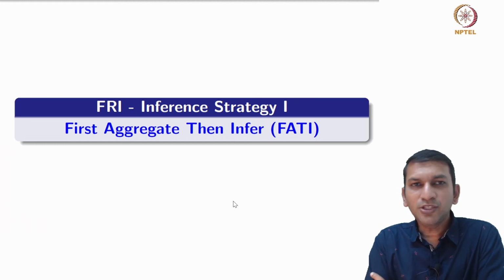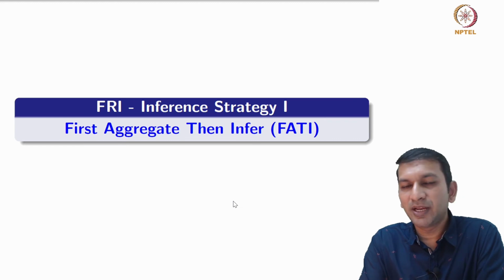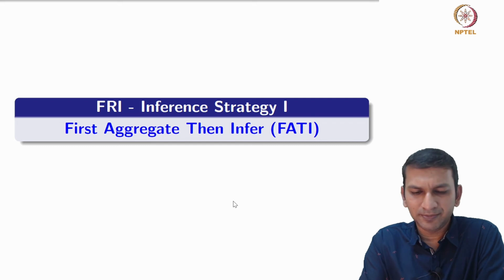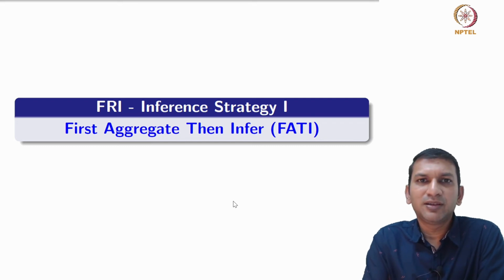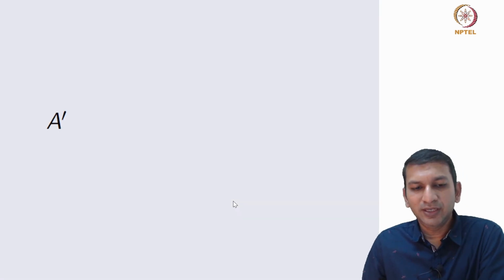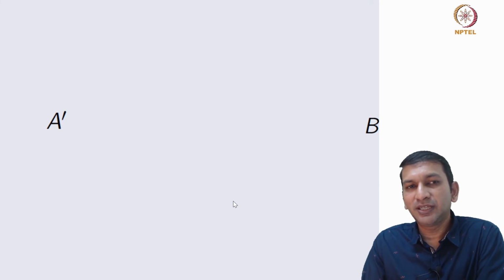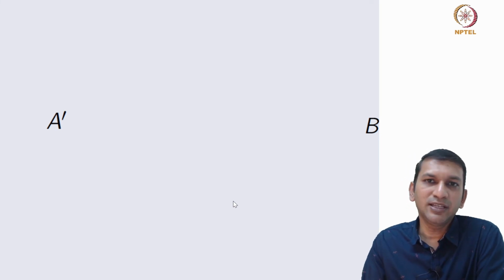Well, in the last 2 weeks of lectures, we have looked at fuzzy relational inference and similarity based reasoning. Let us revisit them in a very pictorial way. So please recall that in the case of fuzzy relational inference, you had two inference strategies: first aggregate then infer, or first infer then aggregate. Now what we have to infer is, given an input a dash, which is a fuzzy set on x, we want the output to be a fuzzy set on y, which we have indicated as b dash.